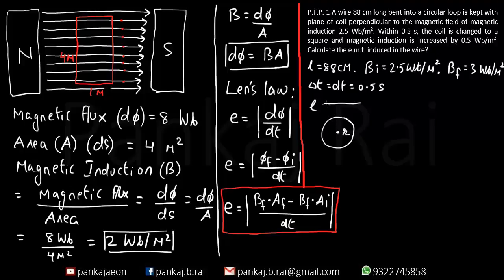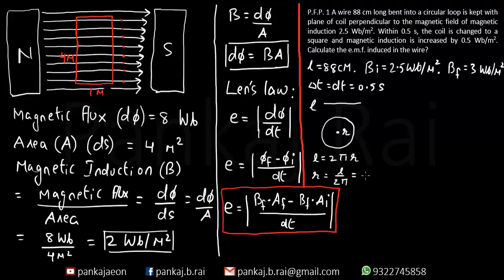Now you can see the length of the wire would be completely converted into the circle, so length will become circumference. So I can say that L is equal to 2 pi r. Now we have been given L and we know pi, so we can find r. So r will be L by 2 pi. The value of L is given to us in centimeter, it is 88 centimeter, and pi we know.